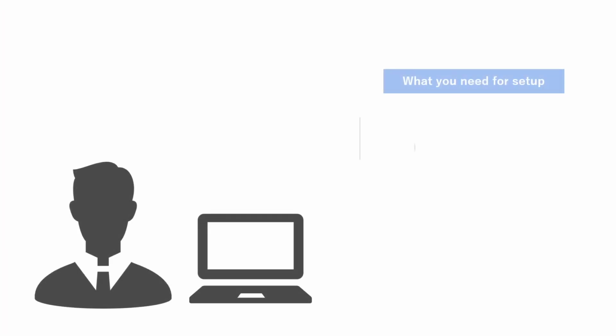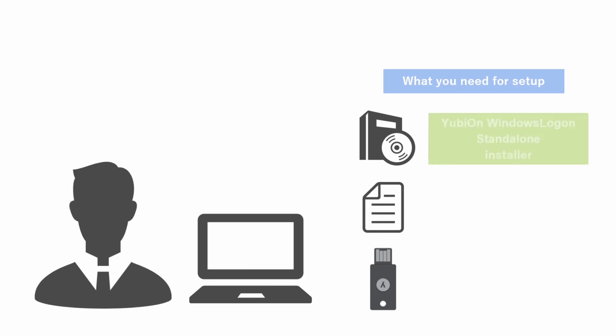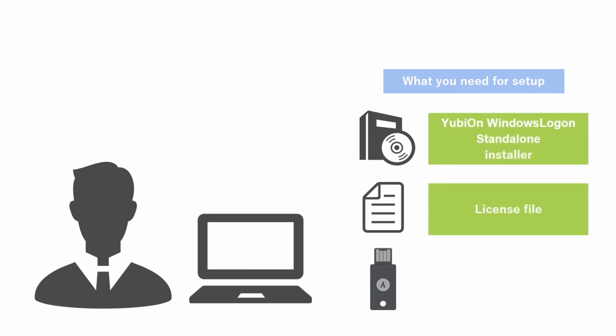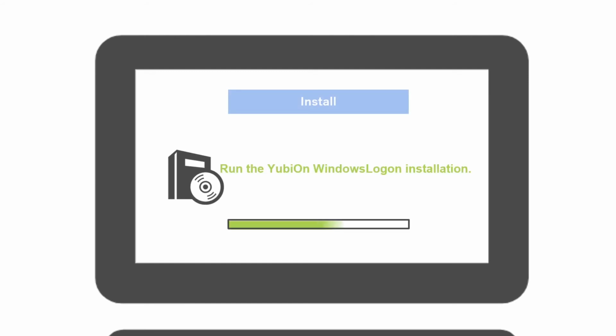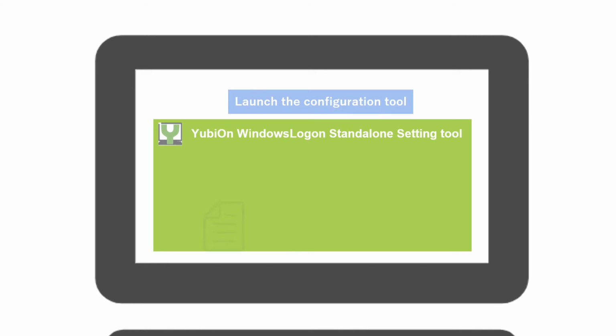YubiOn WindowsLogon Standalone is very simple to set up. To set up, you will need the installer, license file, and YubiKey that you received at the time of purchase. First, install the YubiOn WindowsLogon Standalone software on your computer. Launch the YubiOn WindowsLogon Standalone Settings tool, load the license file and activate the software.